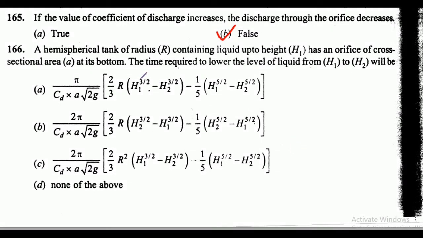A hemispherical tank of radius r containing liquid up to height h1 has an orifice of cross-sectional area A at its bottom. The time required to lower the level of liquid from h1 to h2 will be. Here friends, these are the options, and here correct answer is option C, that is 2 pi upon Cd into A under root of 2g into bracket 2 upon 3 r square into bracket h1 raised 3 upon 2 minus h2 raised 3 upon 2 bracket closed minus 1 upon 5 into bracket h1 raised 5 upon 2 minus h2 raised 5 upon 2 bracket closed, again bracket closed.